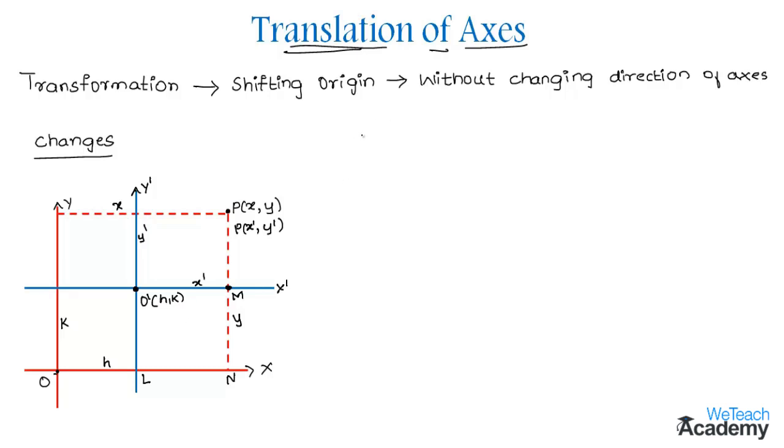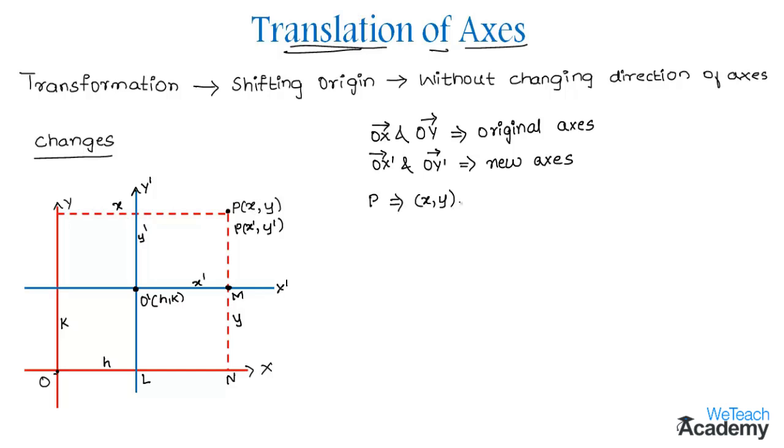Here we have OX ray and OY ray as the original axis, whereas when the origin is shifted, we get the axis O dash x dash and O dash y dash, which are the new axis. Remember that the point P with the coordinates x, y is in the original axis. Now let us find the coordinates of point P in the new axis. For that, we consider O dash L, which is equal to k, and OL is equal to h.